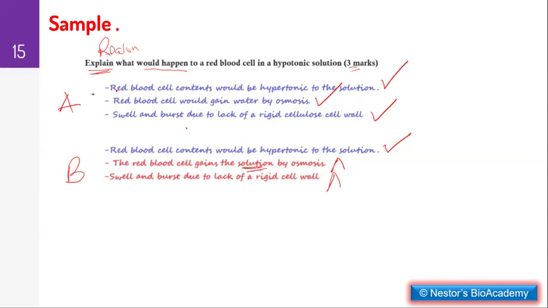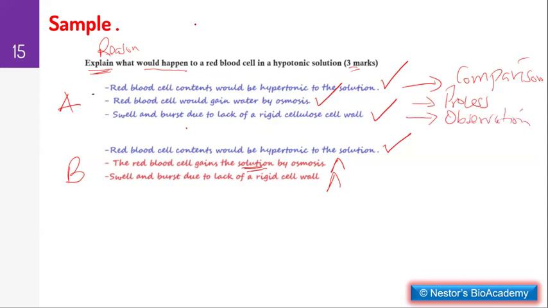In this first point, red blood cell contents will be hypertonic to the solution. It can still be the solution will be hypotonic to the red blood cell contents. This is simply an aspect of comparison. We are comparing the concentrations of the red blood cell contents to that of the solution in which the red blood cell is placed. And then we are mentioning the process. The water molecules are going to move through which process. And finally, we are relating it back to the observation.